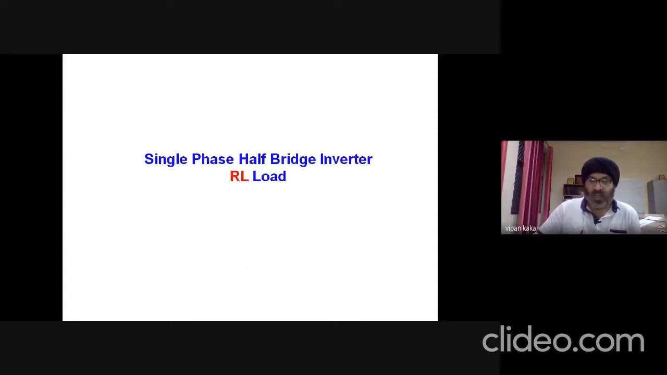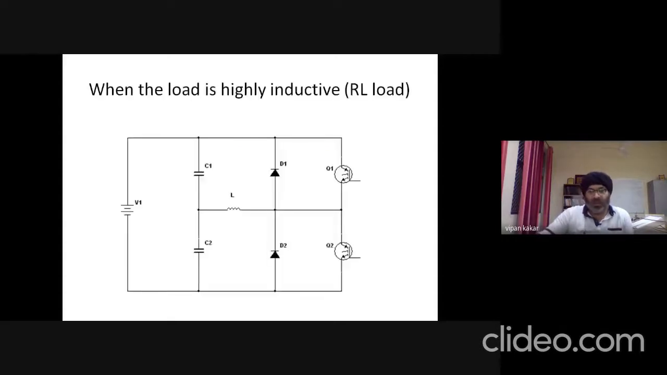So now what about the RL load? Single phase half bridge inverter for RL load. So this is an inductive load over here having a small resistive value. Again, two switches, Q1 and Q2, freewheeling diodes. These two capacitors C1 and C2 split this voltage into half. And this is the third terminal. First positive terminal, negative terminal, and the mid terminal.